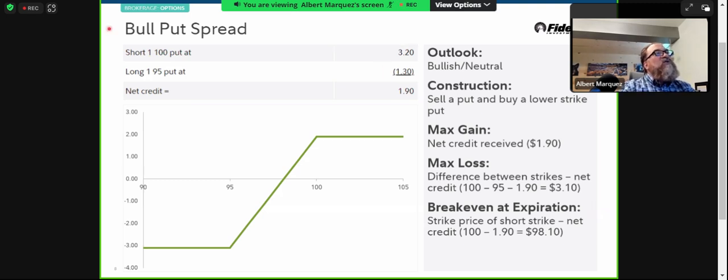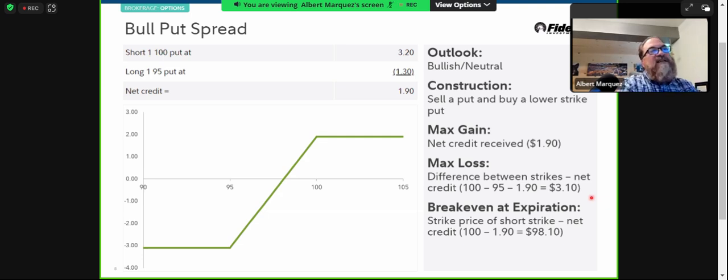So again, if you look at that short strike, that 100 strike, less the net credit of $1.90, so 98.10 is our break even at expiration. And that is essentially the bull put spread. Again, slightly bullish to neutral strategy. We're looking for things to either move up or maybe potentially stay where it's at, but we're limited, right? We're limited from the aspect of $1.90 as our maximum gain, but at the same time, we're really limited on the max loss too, right?